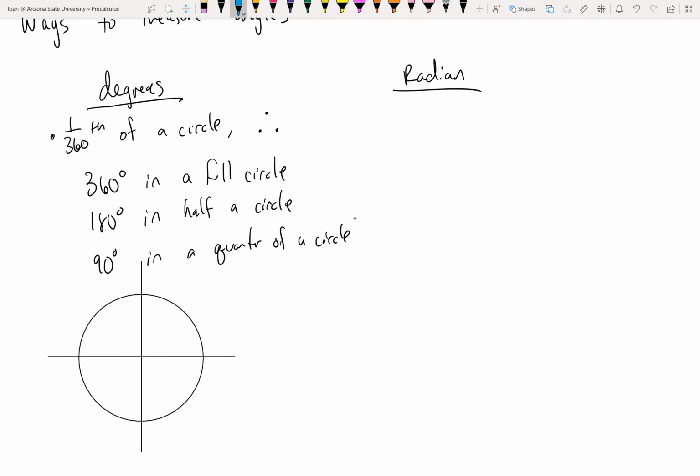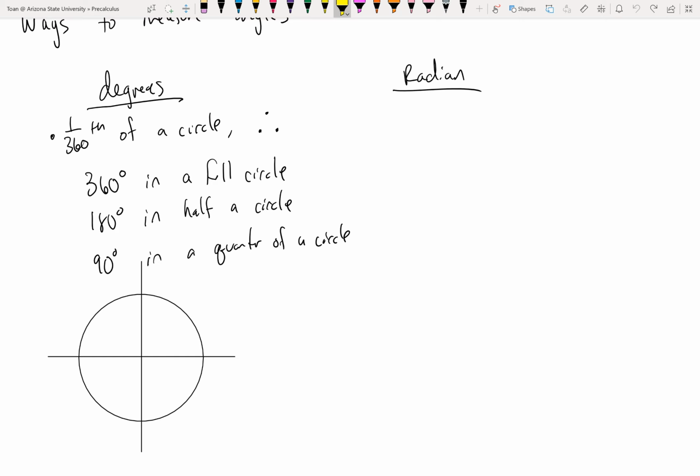So that's the definition of a degree. It's something that mathematicians just randomly made up. We decided, hey everyone, we're going to make this whole circle 360 degrees. Well, just by using proportions and common sense, that must mean half of a circle is 180, which means a quarter of a circle is 90, so on and so forth.